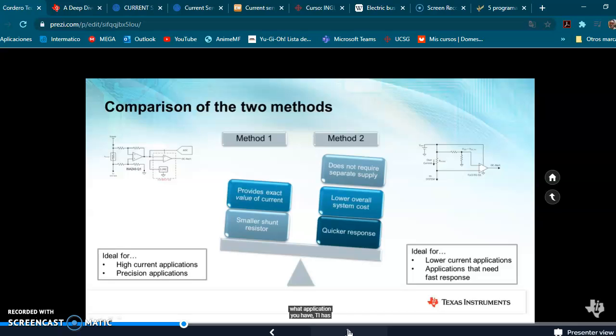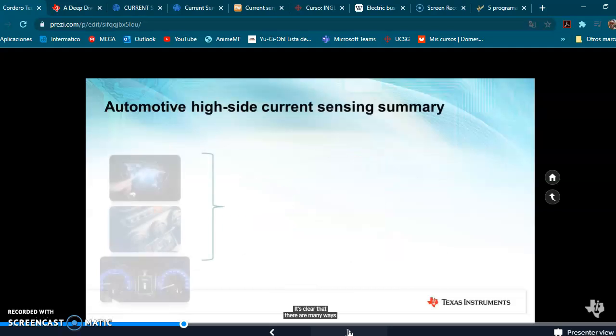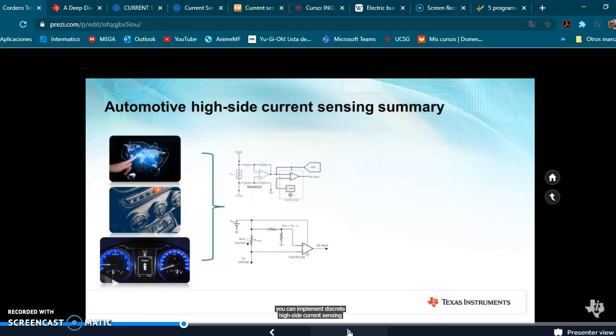The scale can tip either way depending on your system needs, but the key here is that no matter what application you have, TI has solutions for current sensing that will fit into any automotive system. It's clear that there are many ways you can implement discrete high-side current sensing in your system. Both methods shown use automotive qualified devices and can be found in numerous automotive end equipment like displayed here in the infotainment and cluster sector.